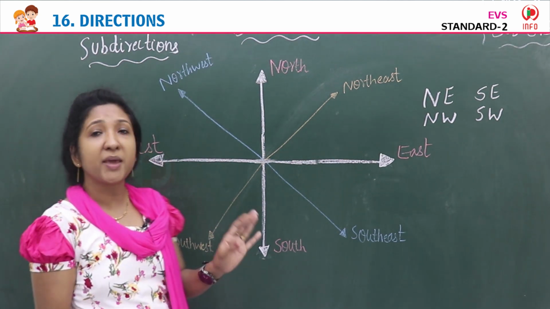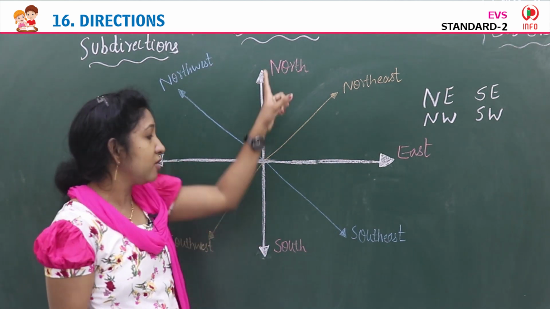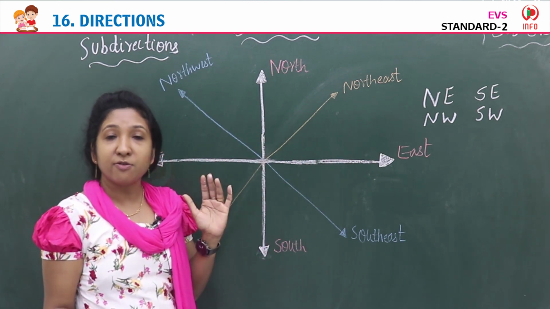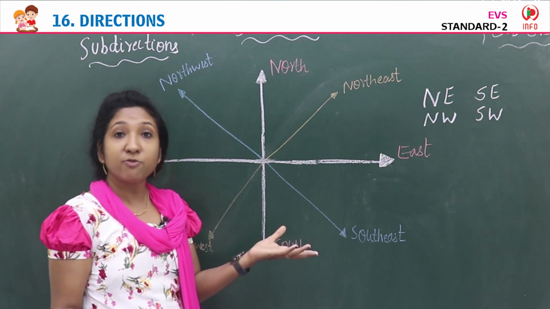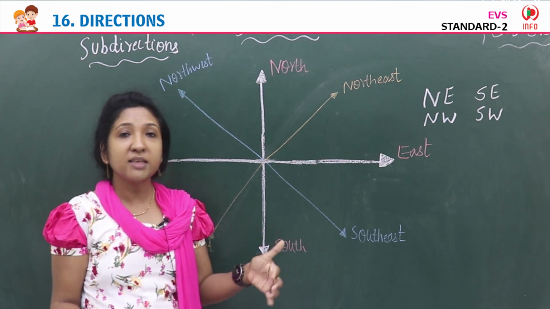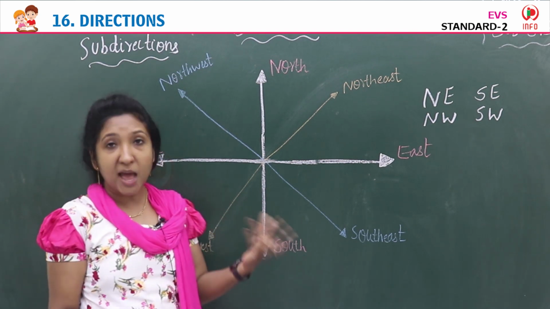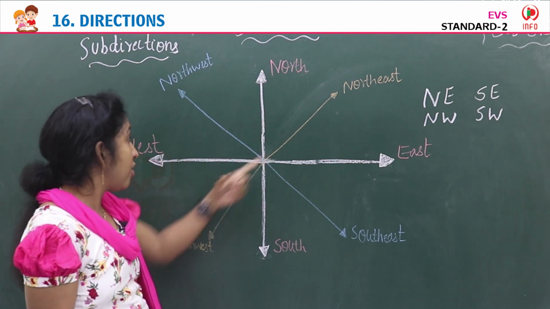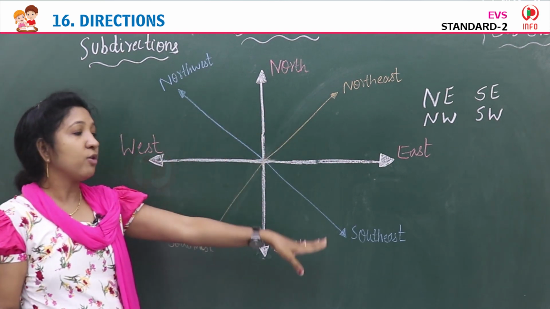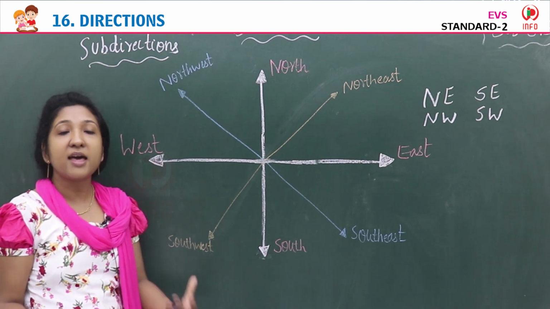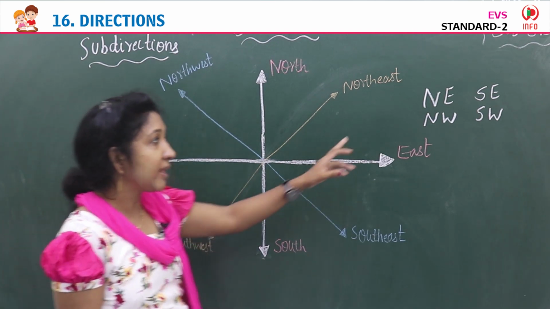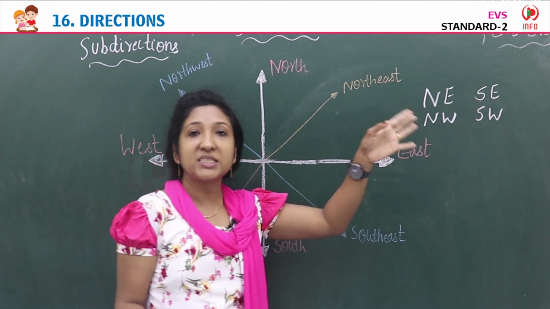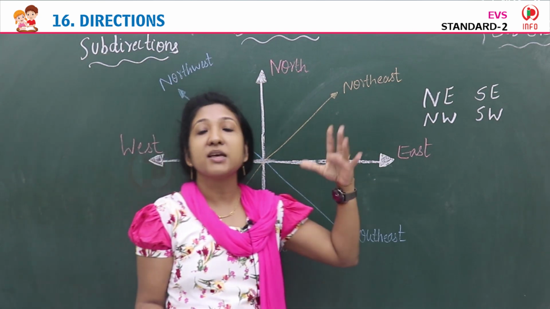So we learned about four main directions: north, south, east, west, and these four directions never change. For these four main directions, there are sub-directions also. They are northeast, northwest, southeast and southwest. These are the four sub-directions: northeast NE, northwest NW, southeast SE, southwest SW.